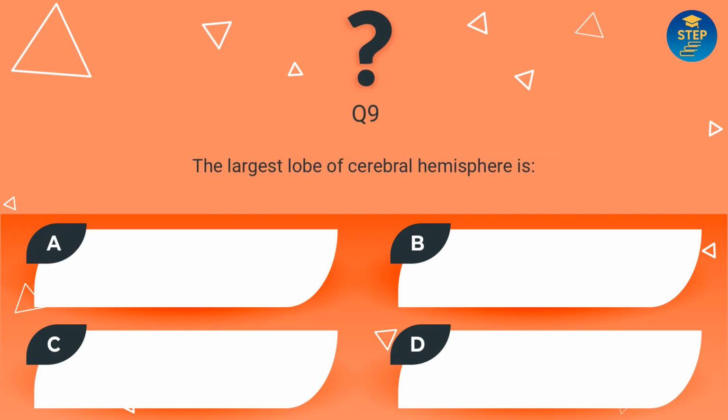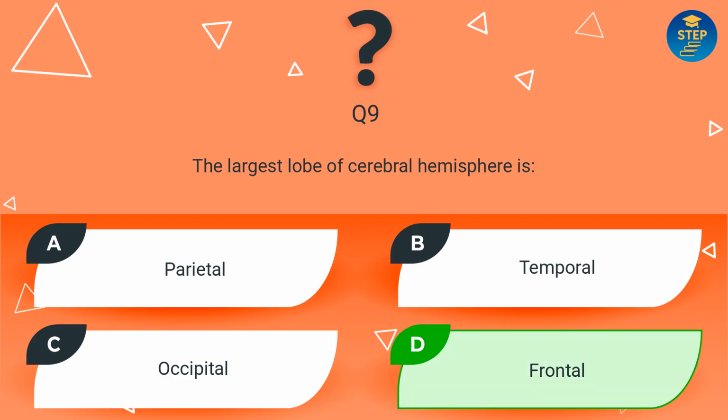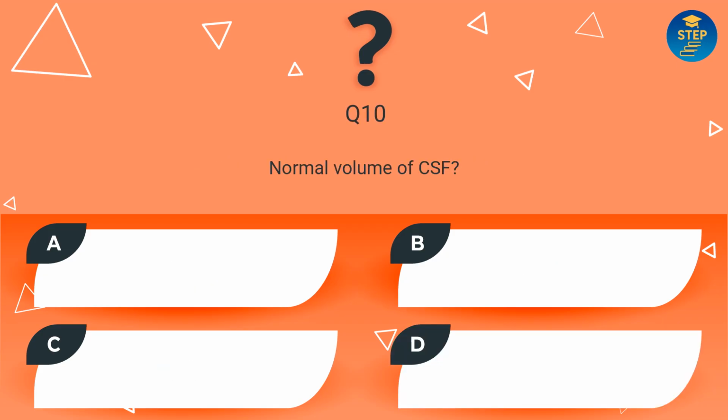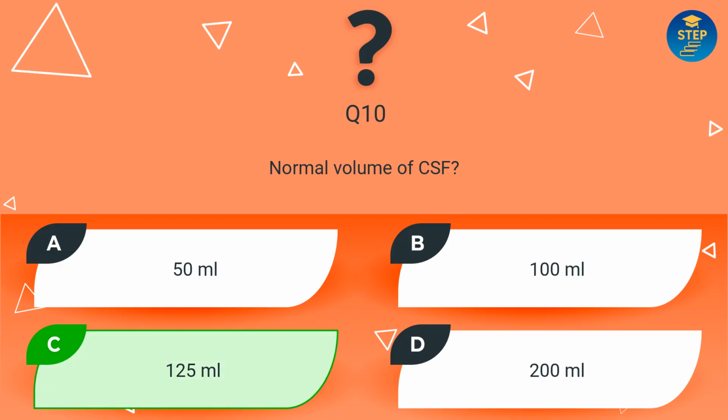The largest lobe of cerebral hemisphere is parietal, temporal, occipital, frontal. Answer is frontal. Normal volume of cerebrospinal fluid: 50 milliliters, 100 milliliters, 125 milliliters, 200 milliliters. Answer is 125 milliliters.